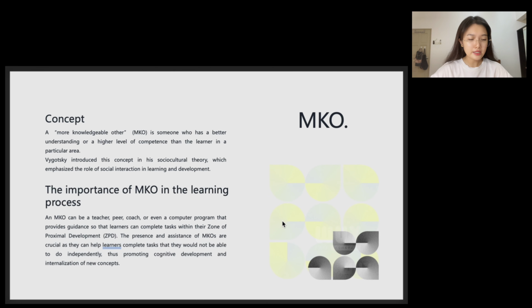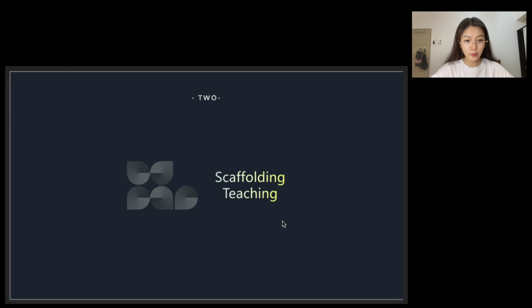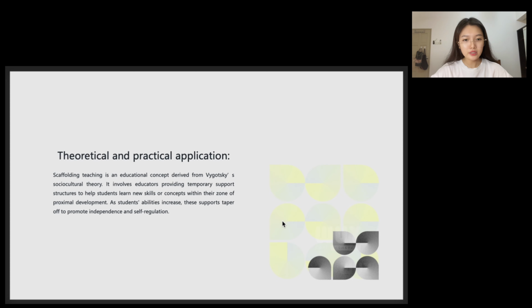Therefore, the role played by the MKO is not only the transfer of knowledge, but more importantly, it promotes the development and internalization of learners' cognitive abilities. Next, we will discuss the theory and the application of scaffolding teaching. Scaffolding teaching is a teaching method derived from Vygotsky's sociocultural theory. In this method, teachers or facilitators must provide necessary support and guidance to help students move within their zone of proximal development. As students gain new knowledge, support gradually decreases.